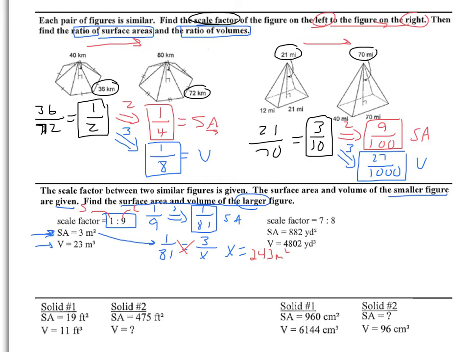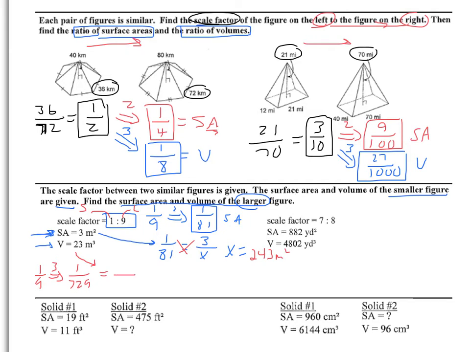Now volume, I have to find the ratio of volumes. So I take my 1/9 and I do something different. I take my 1/9 and I cube each one. So I get 1 cubed is 1, 9 cubed is 729. And that is what I will use.